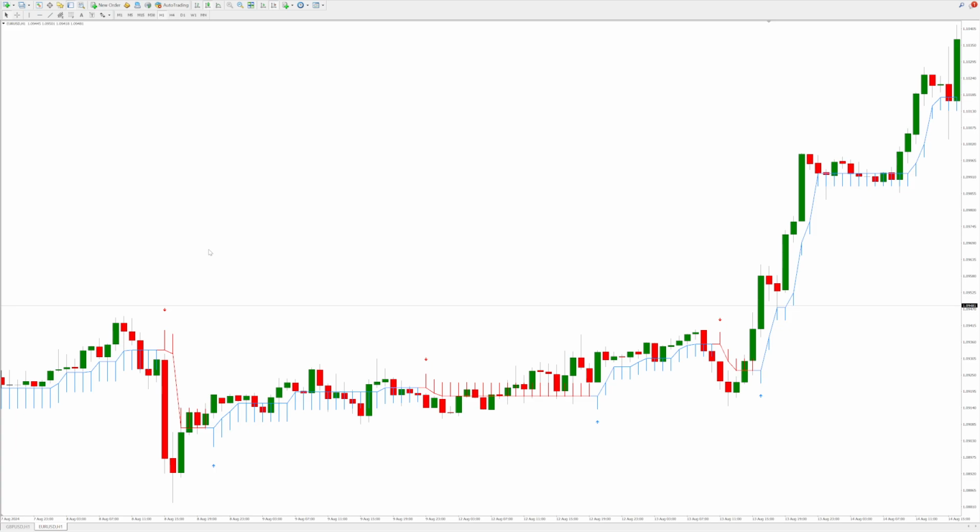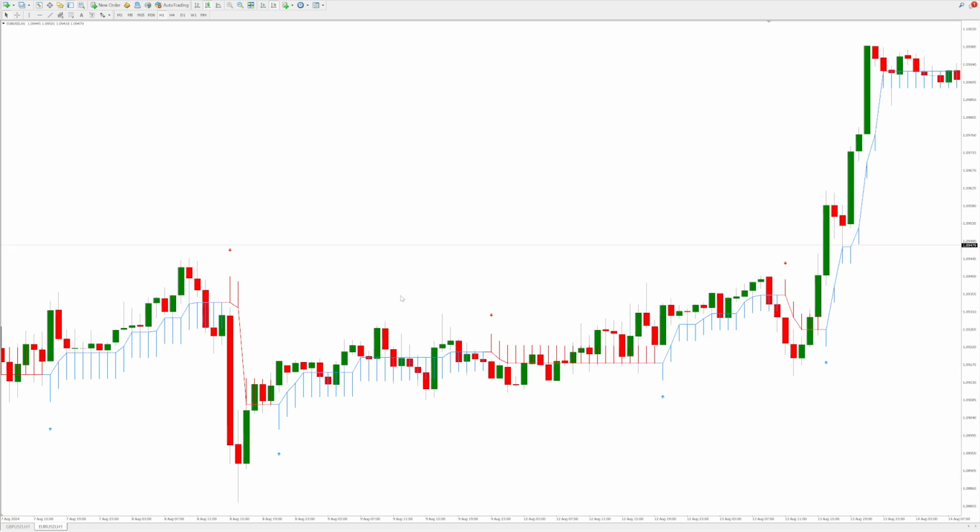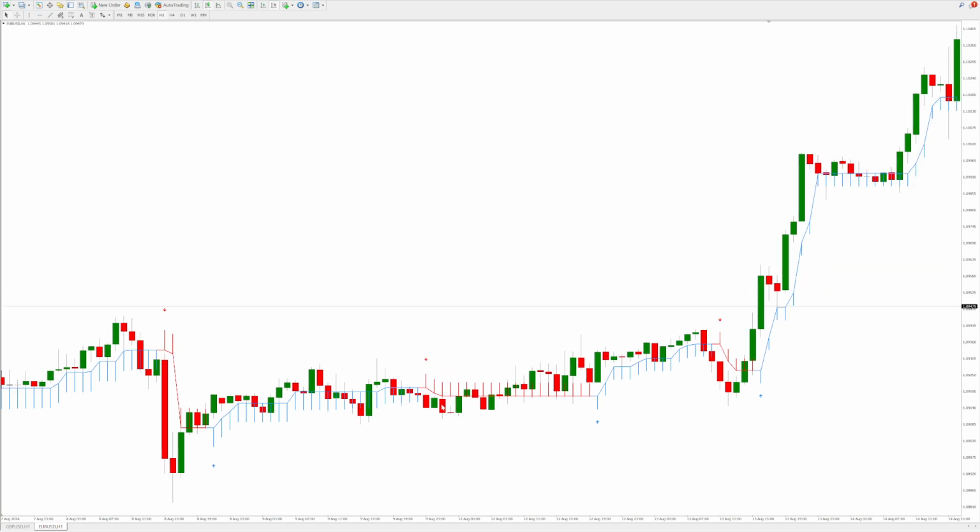This is a custom indicator that you will probably need to download and install on your trading platform if you haven't already. Here I have the half trend indicator on the MT4 platform on a euro dollar 1 hour chart. As you can see, this is the indicator here, showing red and blue lines and arrows. It's pretty self-explanatory how you use this particular indicator.